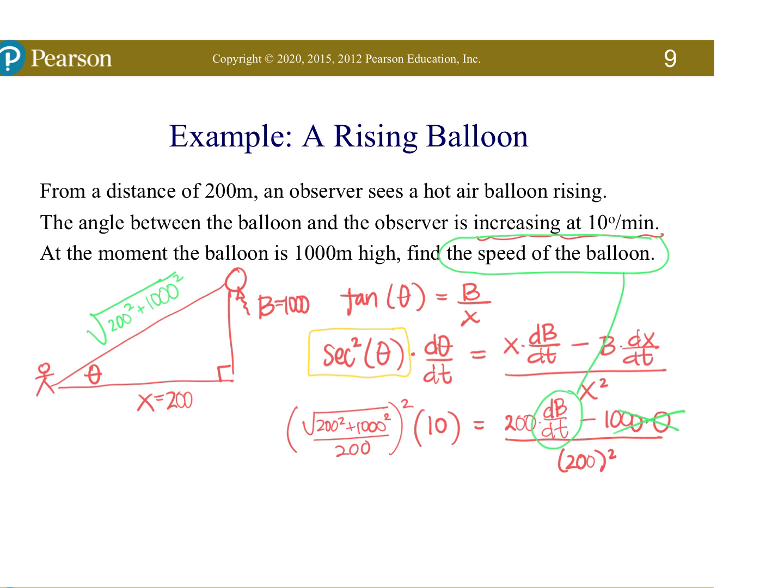What will the speed of the balloon be measured in? Once you get dB dt alone, and you've done your cross multiplying and all of that, what will the units be? Okay, the balloon units are going to be meters. And the time unit? Minutes. So meters per minute. Once I get my calculator. So if you have your calculator, you can do that multiplication.